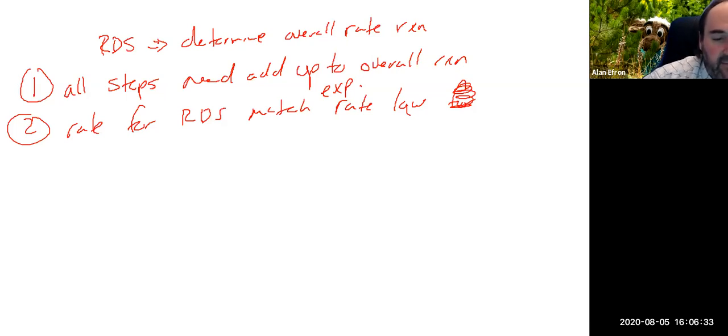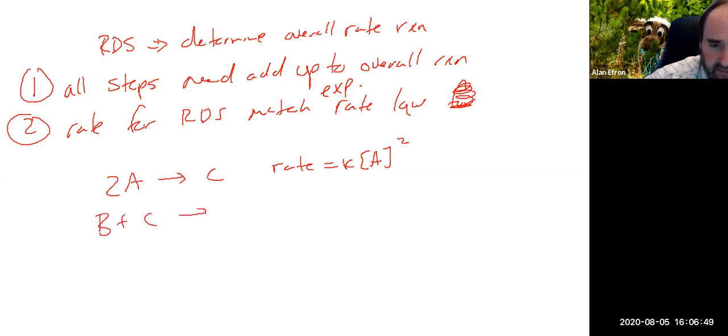Now, because we do have elementary steps, and this is, again, the only place where you could do that, you can write a rate law for each of the elementary steps by using the coefficients as those exponents. And again, this is the only place where you could do that.